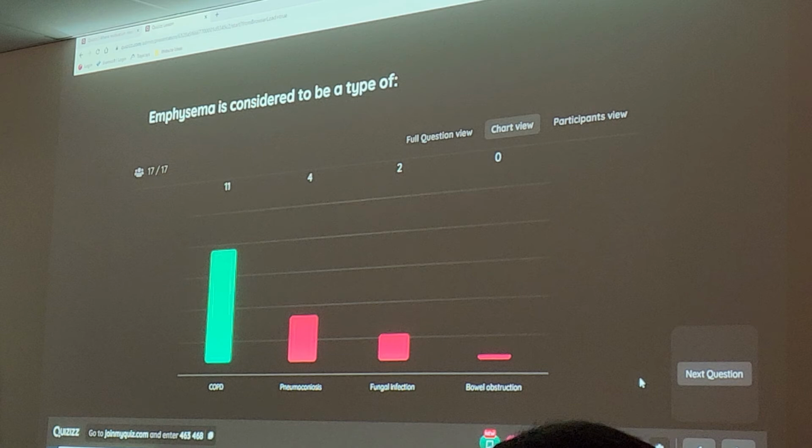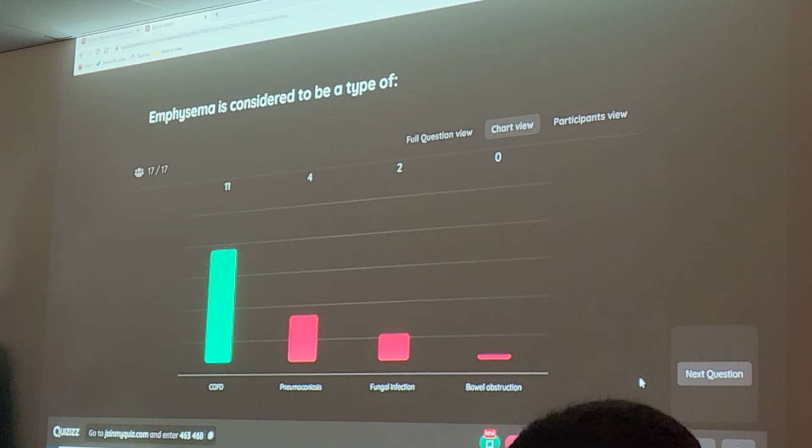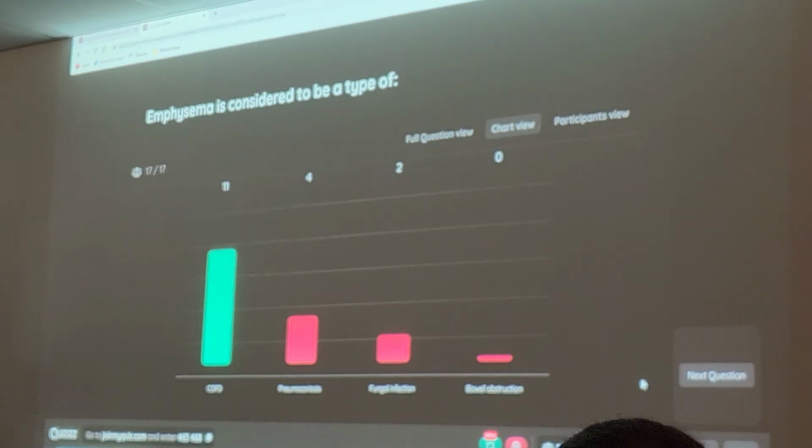All right, so yes, emphysema is considered to be a type of COPD. So, how would you expect a lung to look in a patient with emphysema? Since it's a type of COPD, we also expect it to look black. We also expect it to be filled with air.